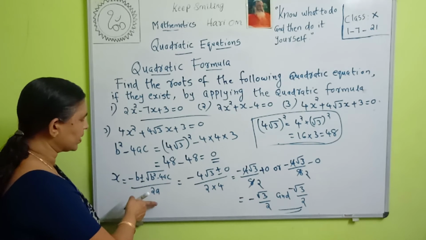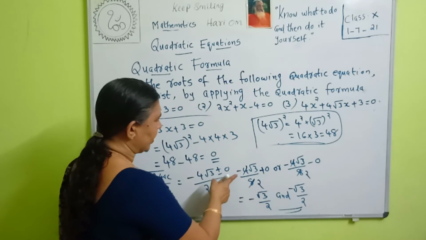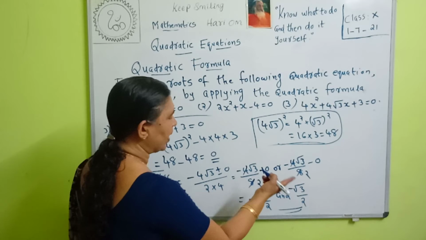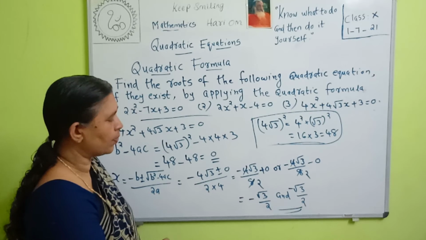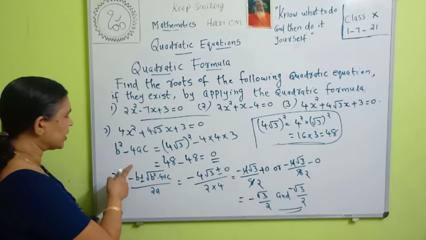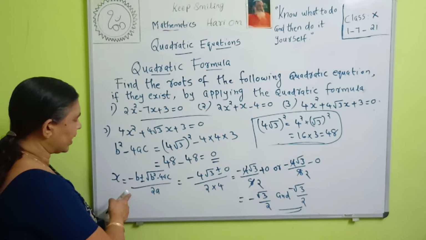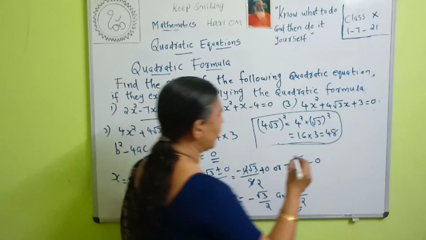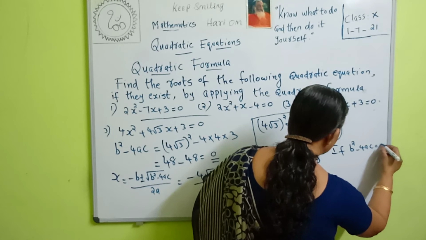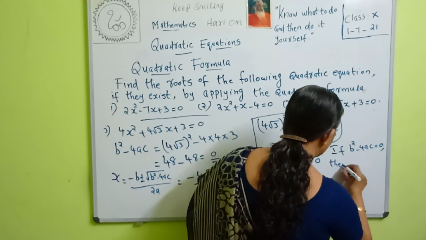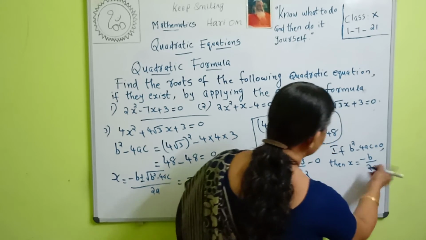Then we write minus b plus or minus root of b square minus 4ac by 2a. That is minus 4 root 3 plus 0 or minus 0, by 2a. Then it is equal to minus root 3 by 2 and the same root. So if b square minus 4ac is equal to 0, then we can write x is equal to minus b by 2a. To find the value of x, we only find minus b by 2a, because the other term is 0.